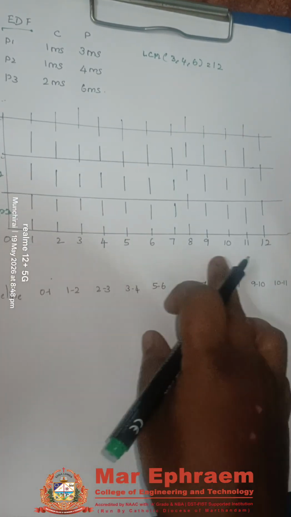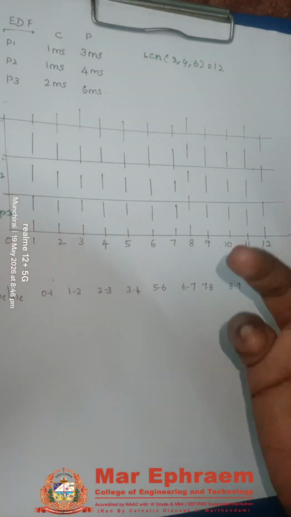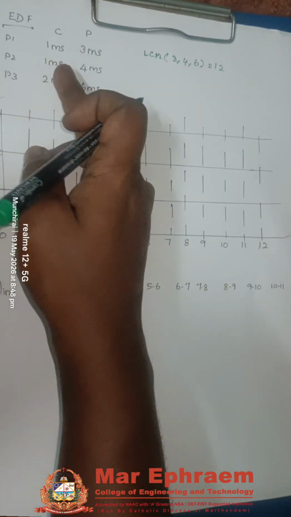So for a 12 millisecond timeline, I'm drawing this. After this, the cycle will get repeated, so we need not draw it again. Need not draw the remainder. So we are drawing for 12 milliseconds. And now you can start drawing.